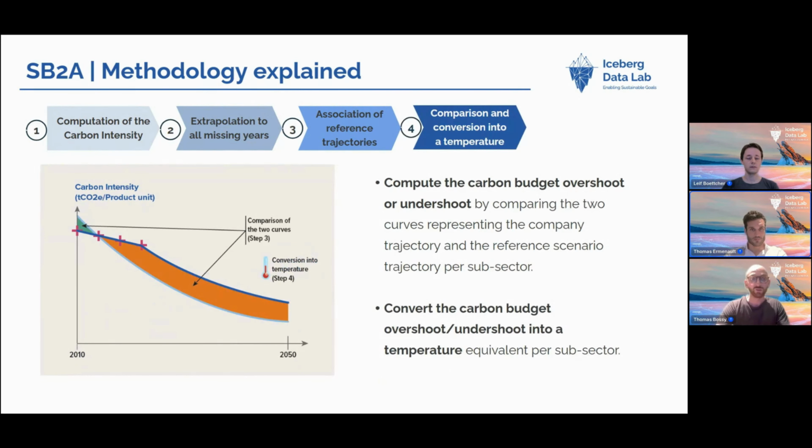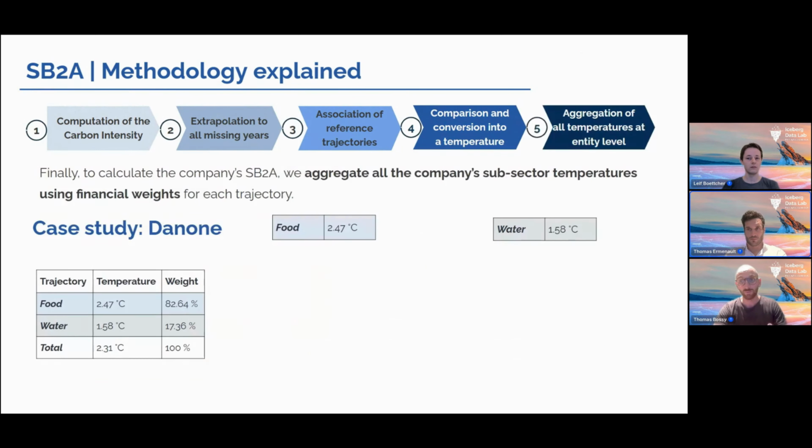So now we have two trajectories, one reference, which is the light blue one, and one company's trajectory, which is the dark blue one here. And we compare basically the ratio of the carbon budgets over the entire period from 2010 to 2050. And this comparison can be represented here by the area in between the two curves. And this comparison and this ratio is converted into a temperature. And that's the SB2A temperature for a given sector.